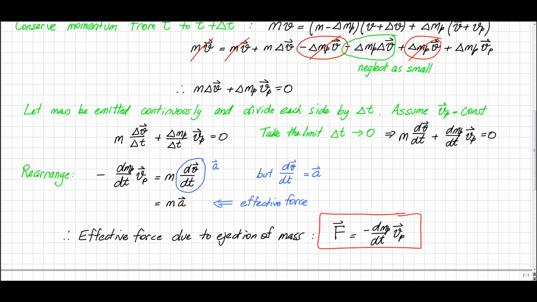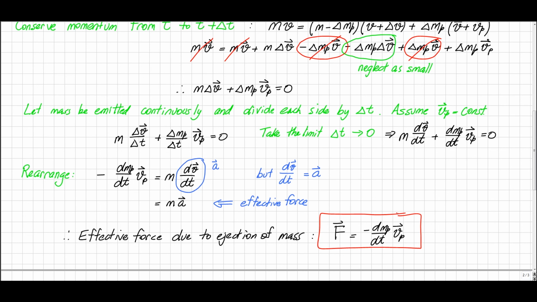So let's just have a look at that. The first important point to note is that the effective force on an object is in the opposite direction to the direction in which we're ejecting the mass. So if a rocket was to expel mass from a nozzle at its base, it would accelerate in the opposite direction, and that's what we see. It also shows us that to get a higher force, we should push the mass out at a higher speed, so have a higher value of Vp. The force increases linearly with the speed that we eject the mass at.